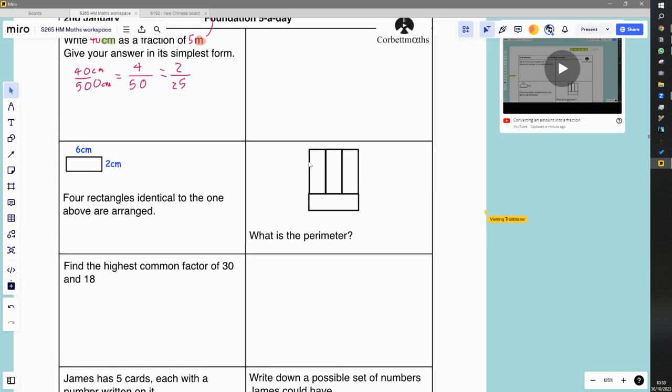Or if it's a really big shape, you can imagine how far you would walk if you walked around the shape. It's just the length around the outside of the shape.